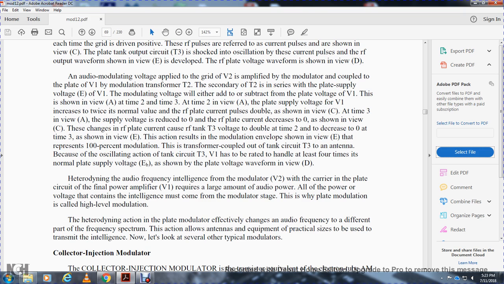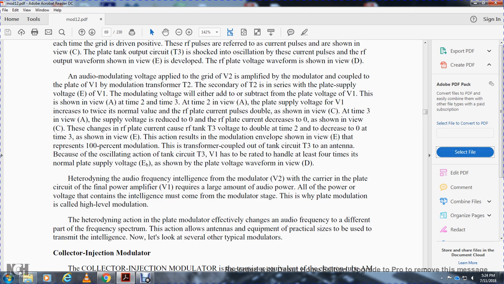The audio frequency intelligence from the modulator V2 is carried in the plate circuit of the final power amplifier V1, which requires a large amount of audio power. All the power of the voltage contained in the intelligence must come from the modulator stage. This is why the modulation is called high level modulation. Through heterodyne action, the plate modulator effectively changes the audio frequency to a different part of the frequency spectrum. This action allows the antenna equipment, of practical size, to be used to transmit the intelligence.